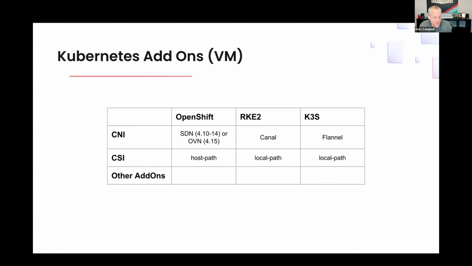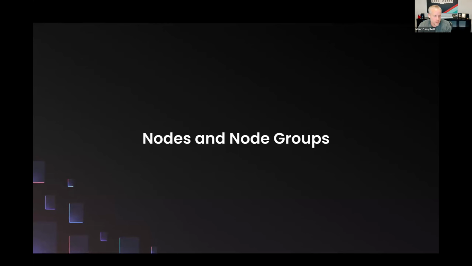For the VM-based ones, it's the same. We currently only do host path and local path CSI for those, but the CNI is, again, the best practice. And on OpenShift, on 4.15, they changed to OVN. So we actually made that change also. So when you spin up an OpenShift 4.15 cluster, you get a different CNI than you would on 4.14. And that's, again, designed to really give you that customer representative environment.